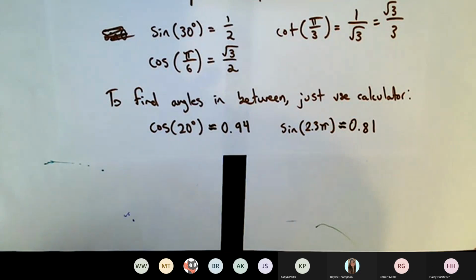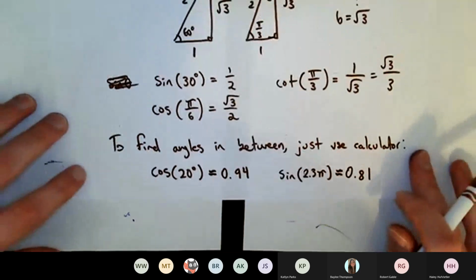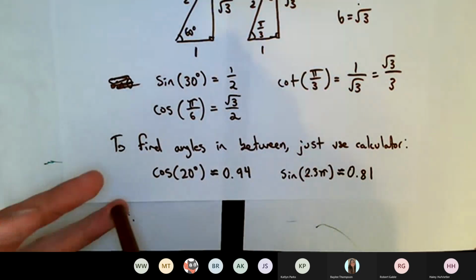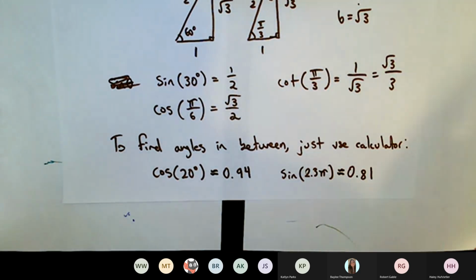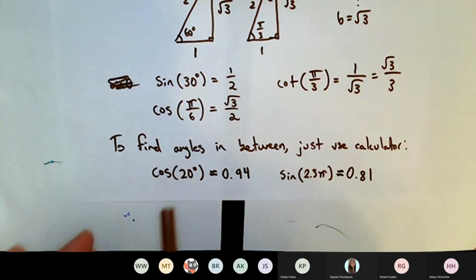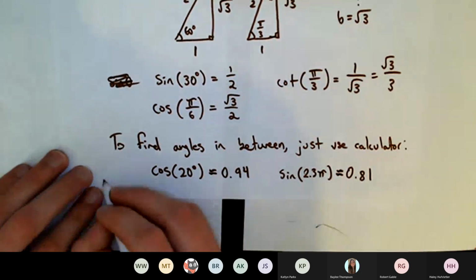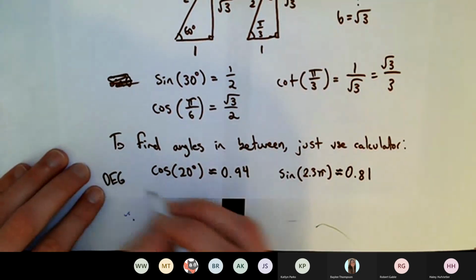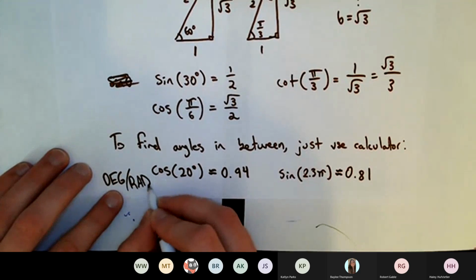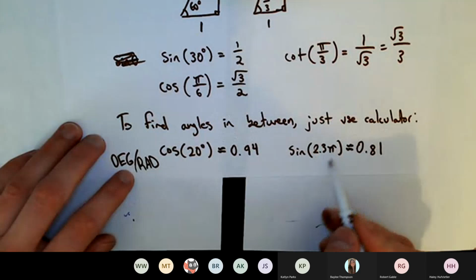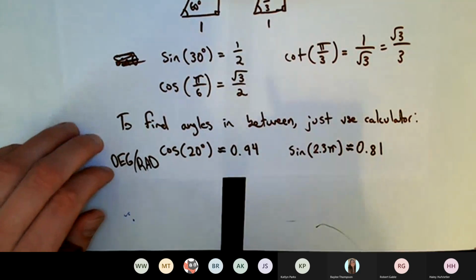So whenever you're asked to find an angle that's not one of these special angles, not pi on 3, pi on 6, pi on 4, not 30, 60, 45, then you just use the calculator and you approximate. And if it's in degrees, you're going to make sure your calculator's in degree mode. You should see a button that says like DEG maybe. And if the input is radians, you'll need to make sure your calculator's in radian mode.